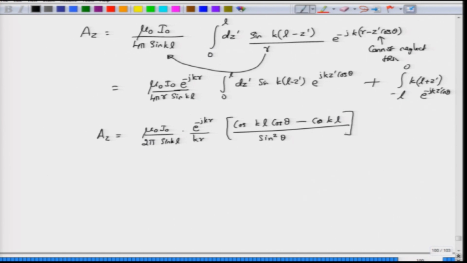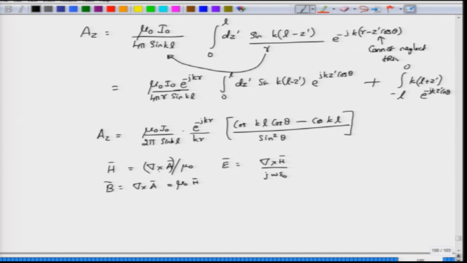So, this is the expression for A z that you get, and from this you can find out H. E is basically obtained from H by writing it as del cross H divided by j omega epsilon naught. These are of course Maxwell's equations. Sorry, B was actually equal to del cross A. So, B is basically mu naught H, and therefore H is basically del cross A divided by mu naught.